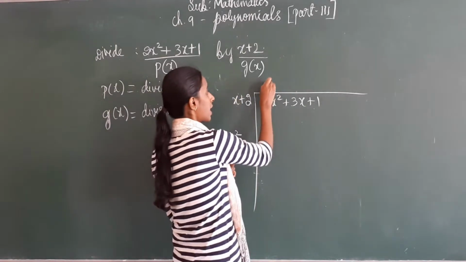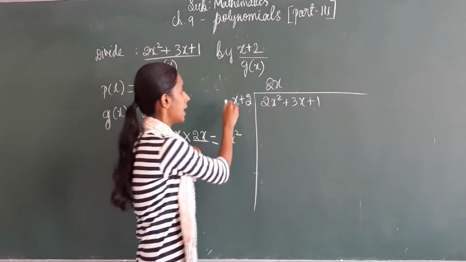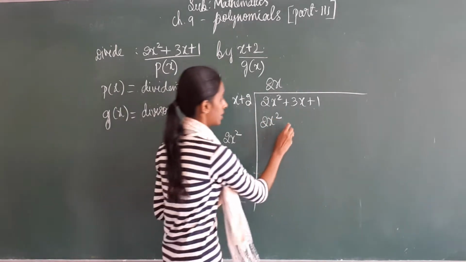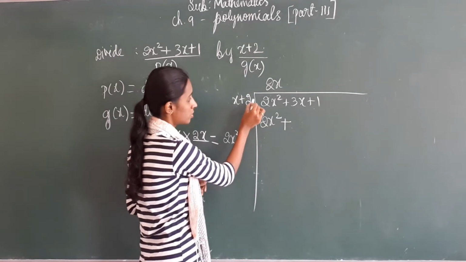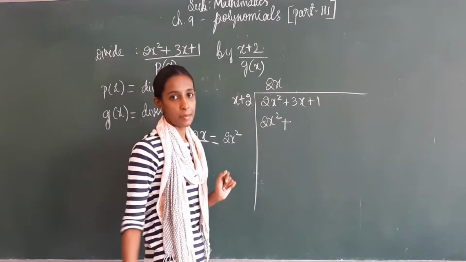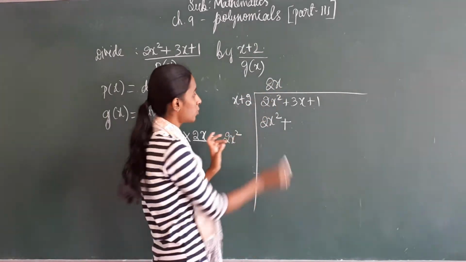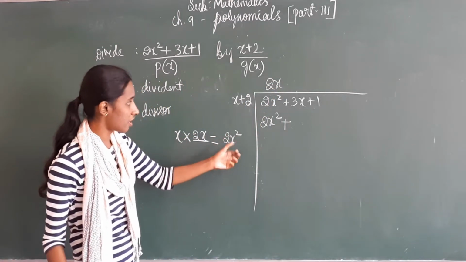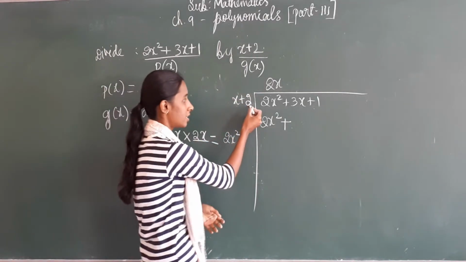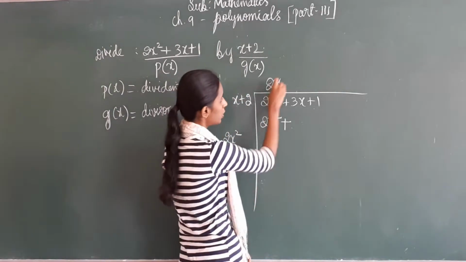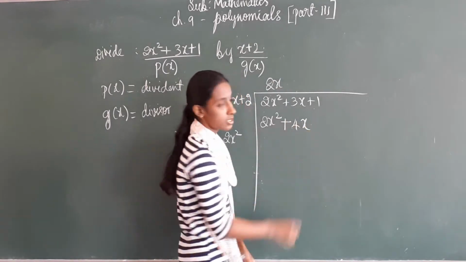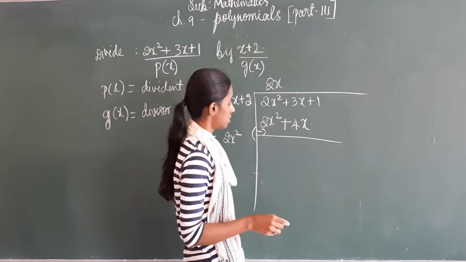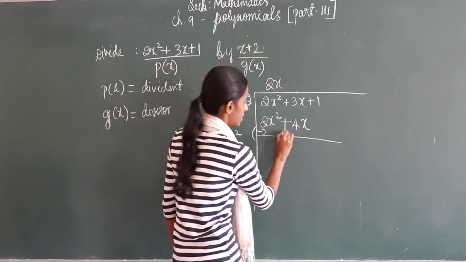So what should I write here? x into 2x is 2x square. Next, plus. So what is the next term? You have to multiply the next term with the same number, whatever you have written. Next, multiply the next number by the same number. So 2 into 2x is 4x. Isn't it? Hope you have understood, children. This is not a new topic. You have learned this in 9th standard already.